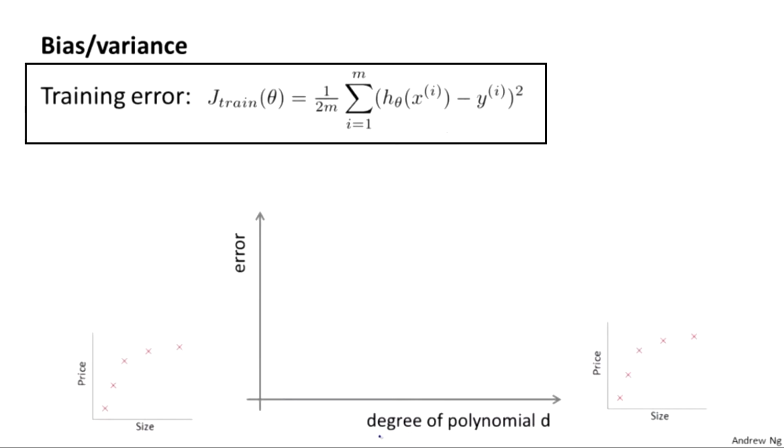Now, by using the training error equation, which is square error, we can get the error when we change the degree of polynomial. Okay, let's plot the figure. On the horizontal axis, I will plot the degree of polynomial, which means if moving to the right, it will go to higher and higher degree of polynomial. The vertical axis is for the error.